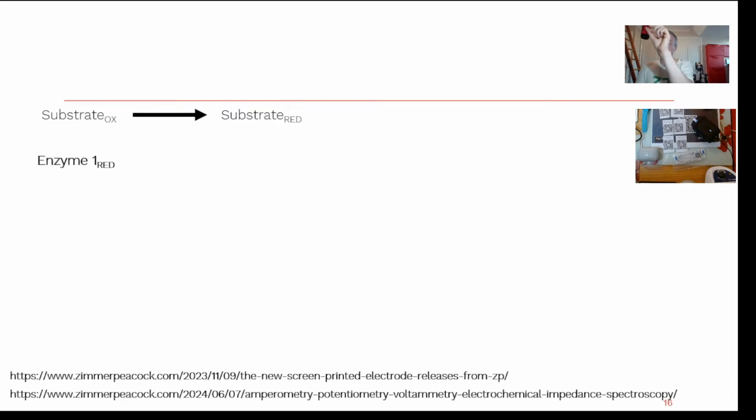Substrate is in its oxidized state, it's going to its reduced state. There's an enzyme that's able to deliver electrons to that substrate in order to reduce it.